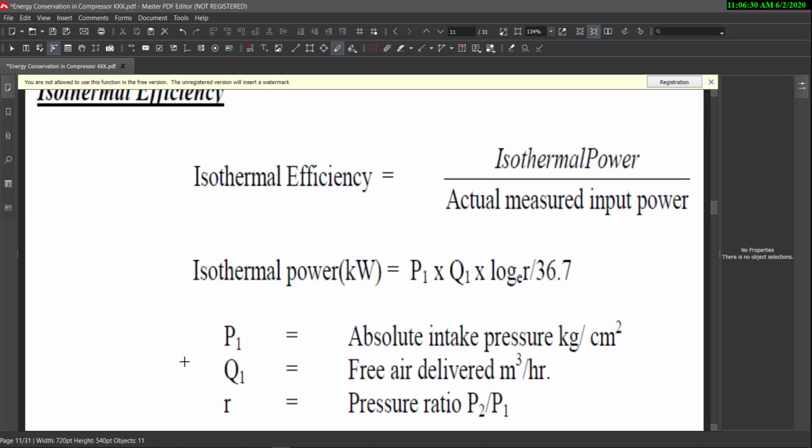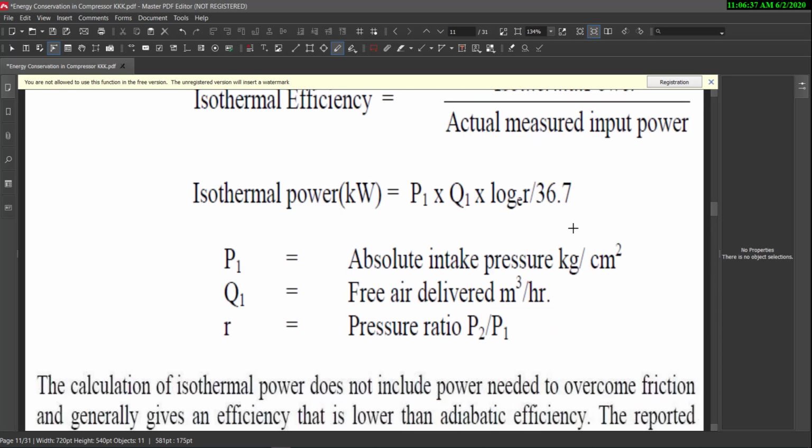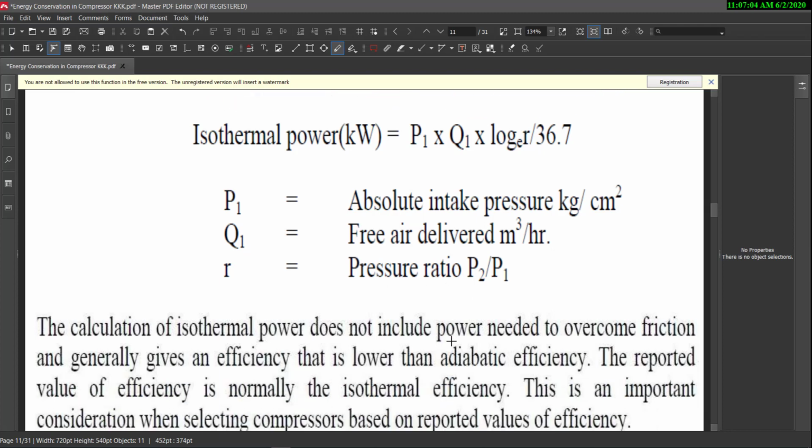Let us see how to calculate isothermal efficiency. Isothermal efficiency is equal to isothermal power divided by actual measured input power. Isothermal power in kilowatt is equal to P1 into Q1 into log of R divided by 336.7, where P1 is the absolute intake pressure in kilogram per centimeter square, Q1 is the free air delivered in meter cube per hour, and R is the pressure ratio, that is P2 divided by P1.